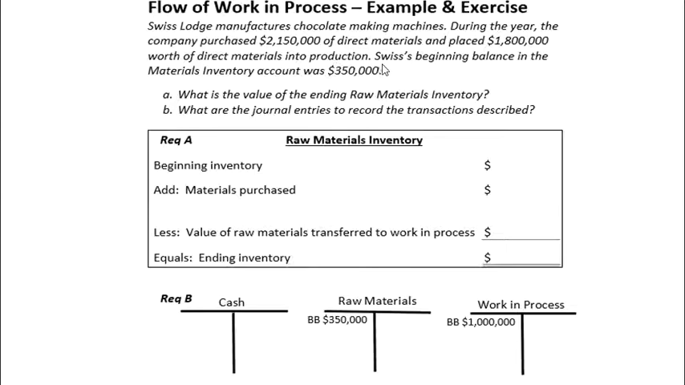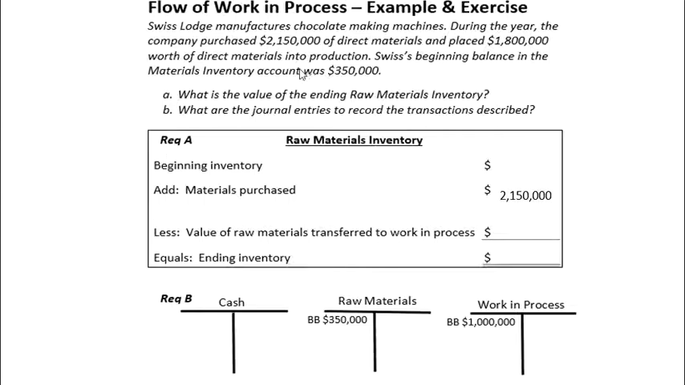We also are told that Swiss's beginning balance in the materials inventory account was $350,000. Now the requirements are, what is the value of the ending raw materials inventory? And then number 2, requirement B, what are the journal entries to record the transactions described? So let's take a look at requirement A here.